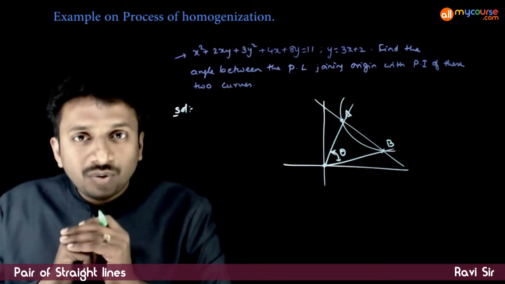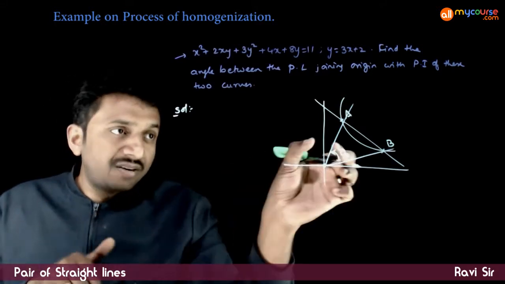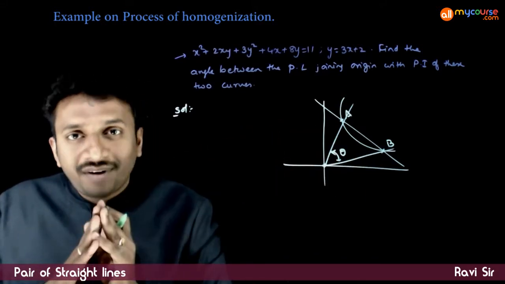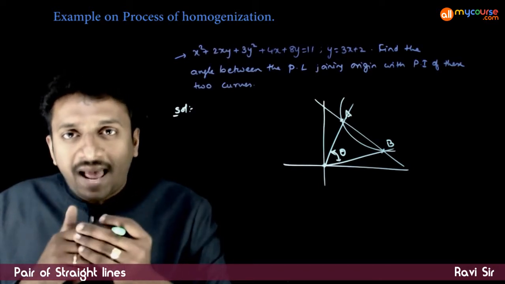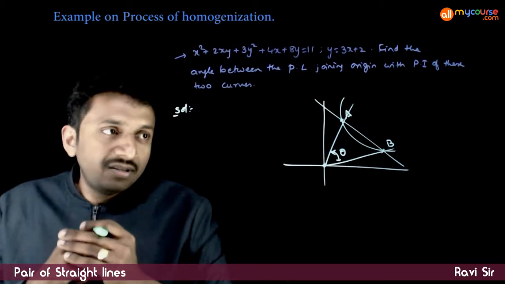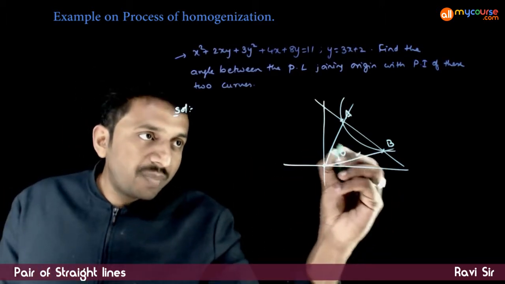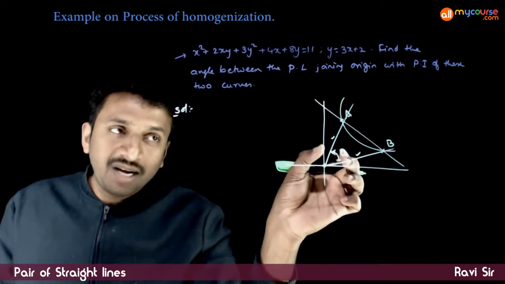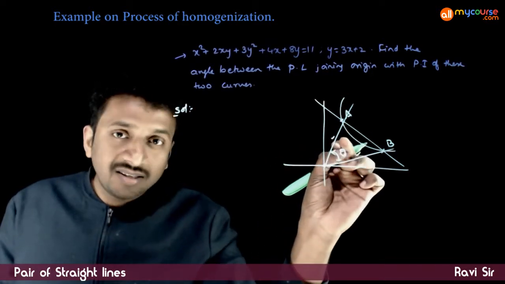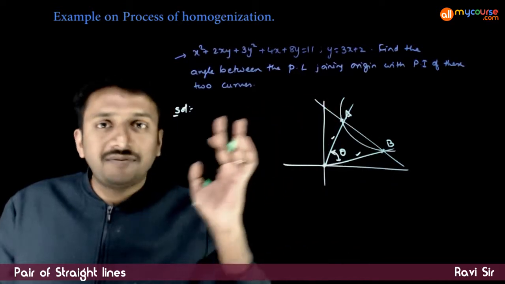So how can we do this? First, we'll try to find the equation of this pair of lines, and once we get the equation, we have the formula for the angle between the lines. So how do we get this pair of lines? This pair of lines can be obtained by homogenizing the second degree equation with the first degree equation.